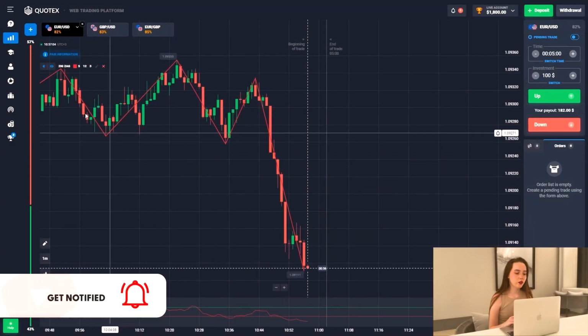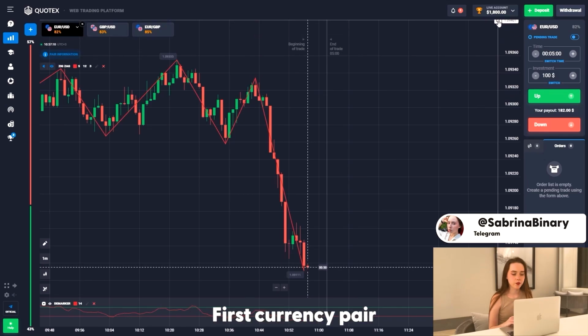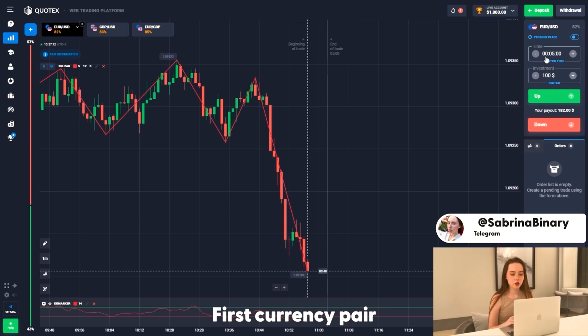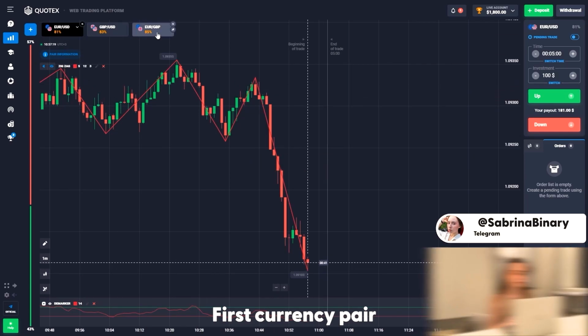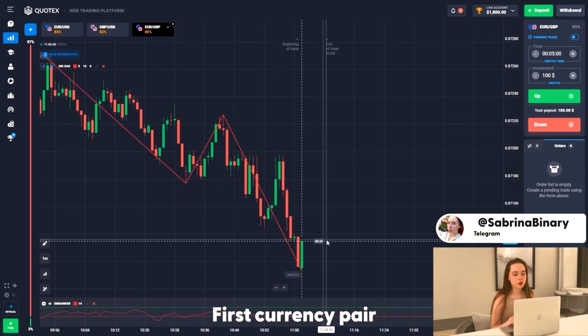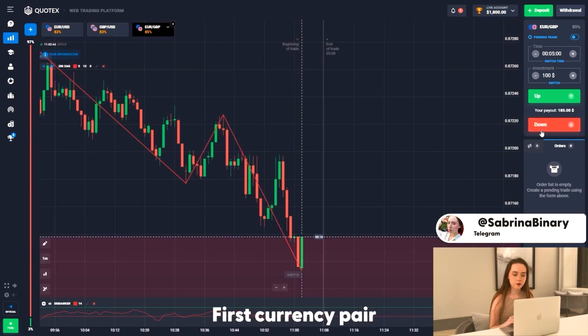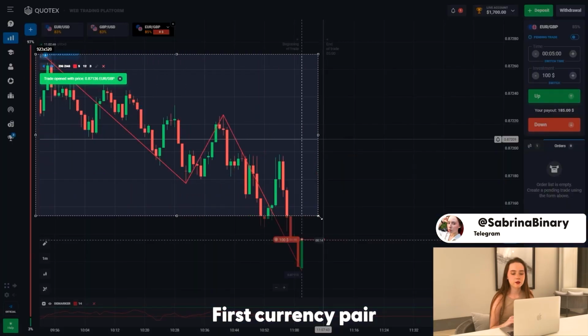Okay, now we're already on the site, and these are the currency pairs I picked today. Our starting balance is $1,800, the time frame is 5 minutes, and the amount of transactions will be $100. We move on to the first currency pair, and this currency pair suits us perfectly, and we immediately open a deal to lower the price.